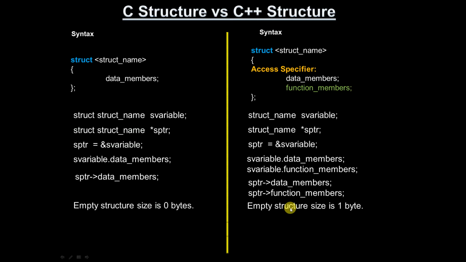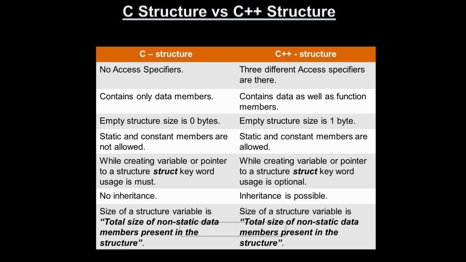Now, whatever we have observed here, the same thing we are replicating in one table. So just recalling, what are the differences we have identified? There are no access specifiers in a C structure, whereas there are three different access specifiers in a C++ structure: private, protected, and public. We will discuss these access specifiers in coming sessions. A C structure contains only data members, whereas a C++ structure contains data as well as function members.